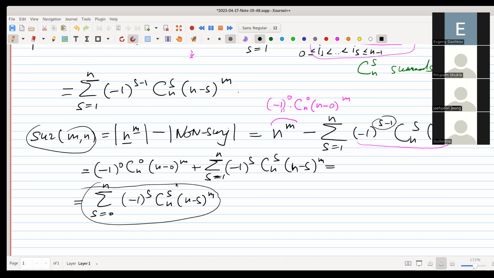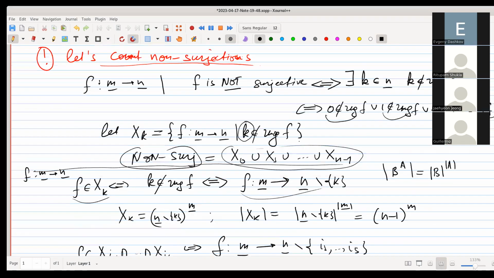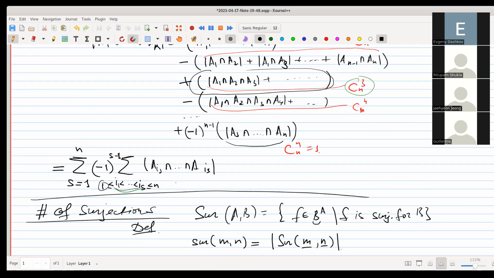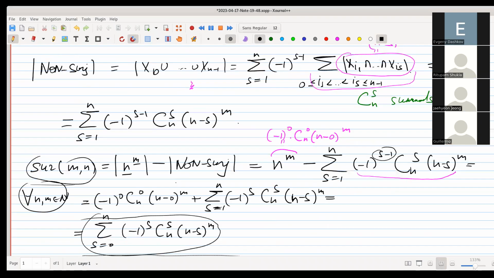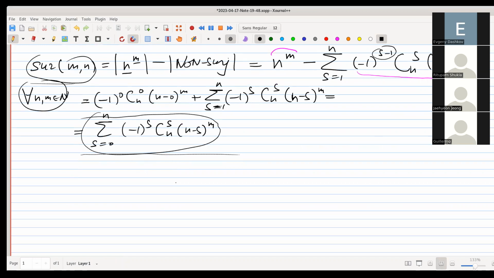Have we had any restrictions, any assumptions on n and m? No, there were no assumptions. So this is true for any arbitrary naturals. Is it clear? Yes. But still, we have some corollaries.